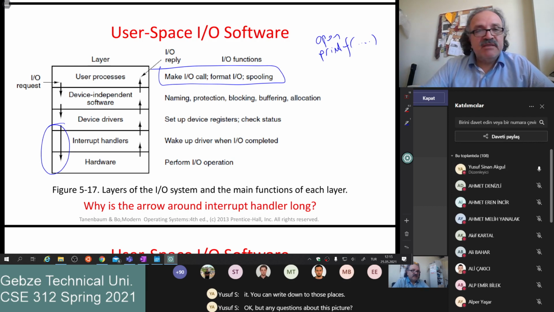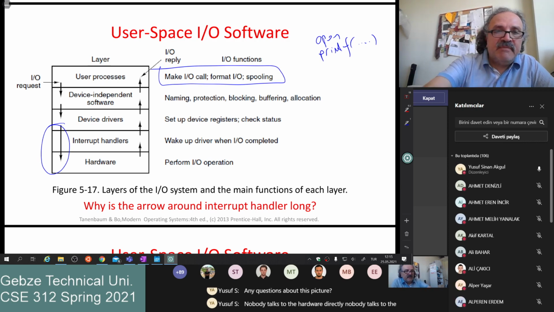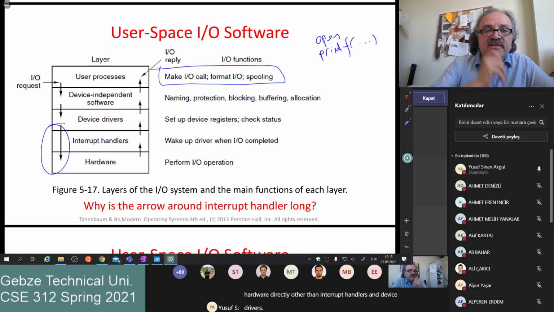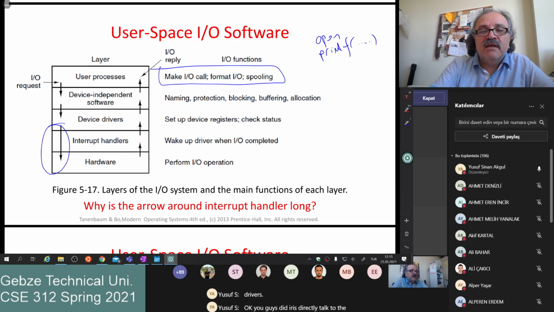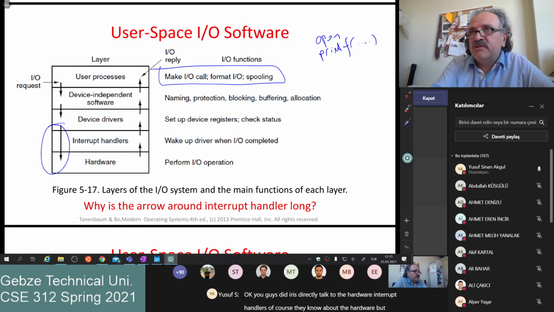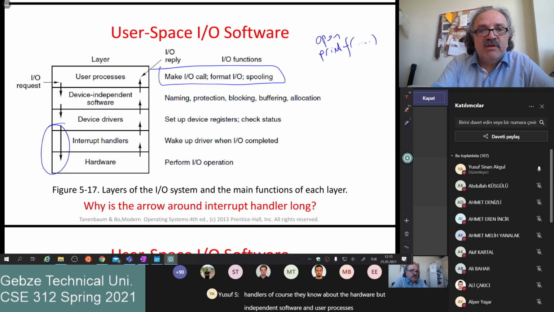Any questions about this picture? Nobody talks to the hardware directly other than interrupt handlers and device drivers. Okay? Device drivers directly talk to the hardware. Interrupt handlers, of course, they know about the hardware. But independent software and user processes, they don't talk to the hardware directly.